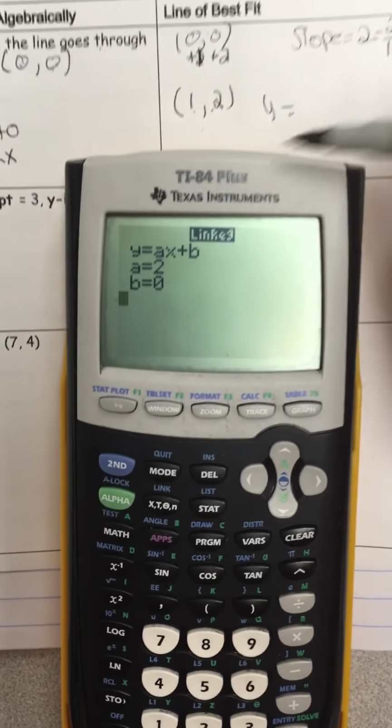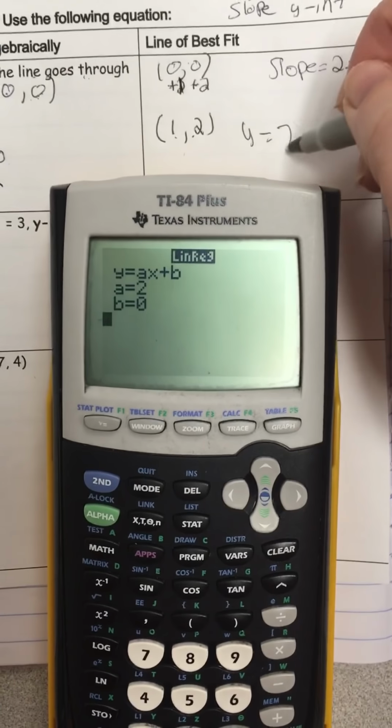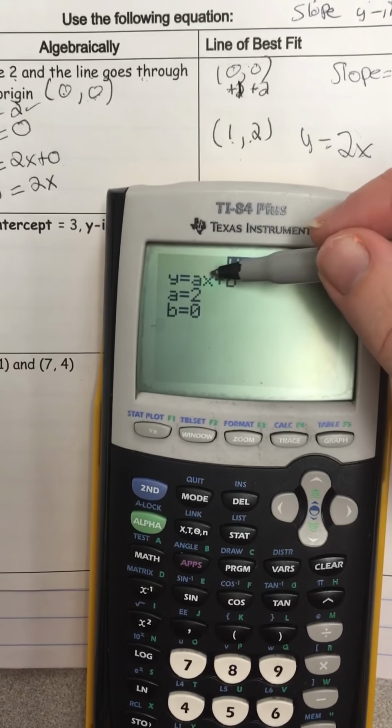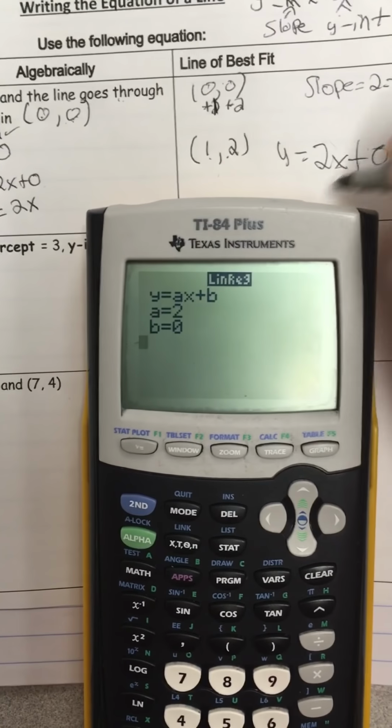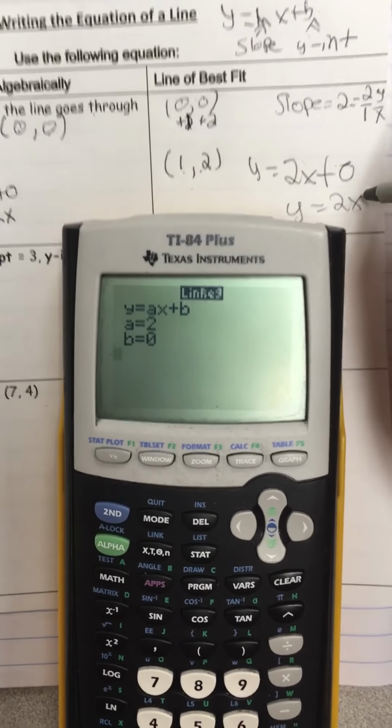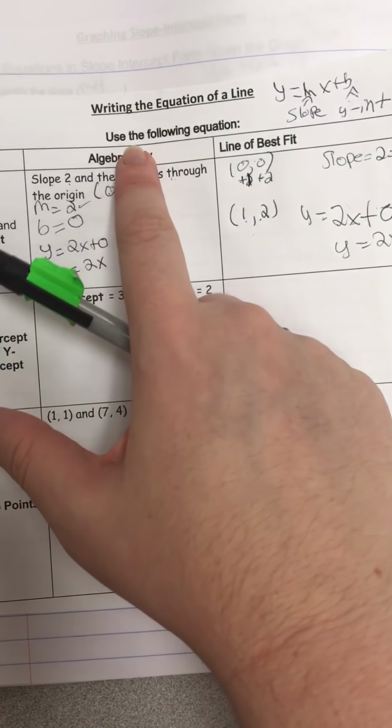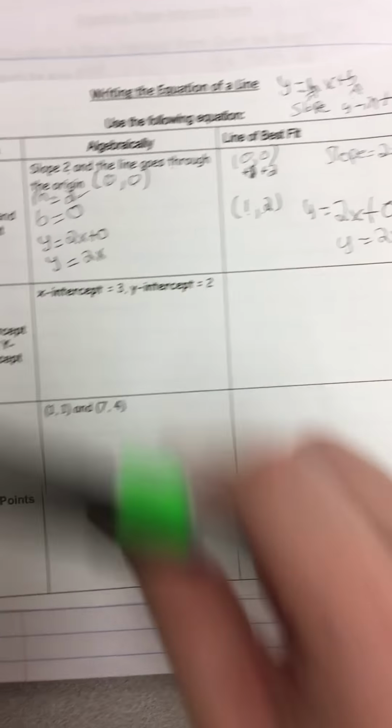So y equals, it says a, and a is 2, x plus b, which is 0. And again, we don't need that 0, so we just write it as y equals 2x. You can see that we got the same answer, so either substitution or line of best fit.